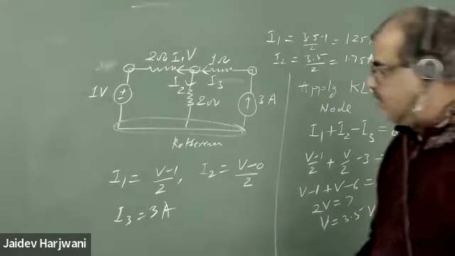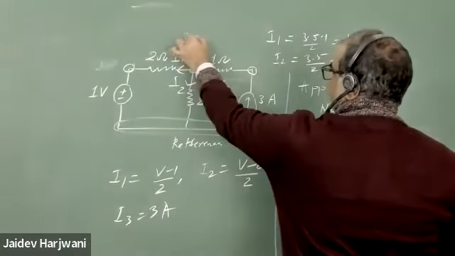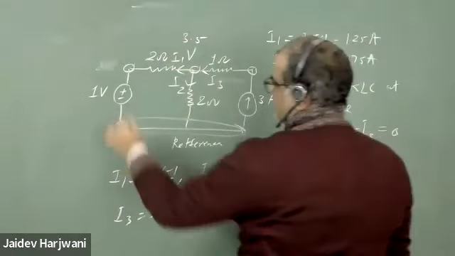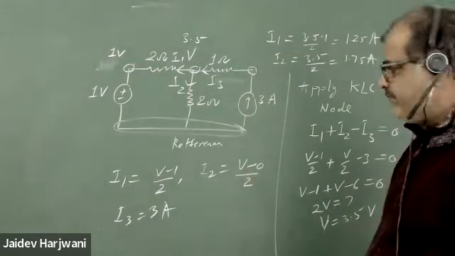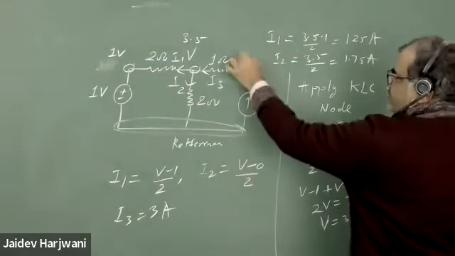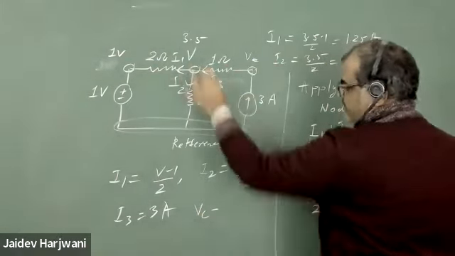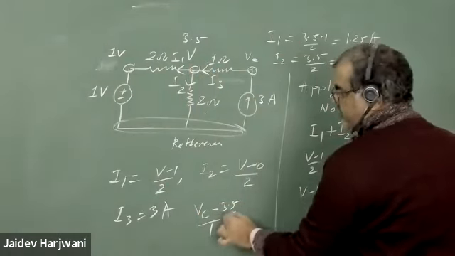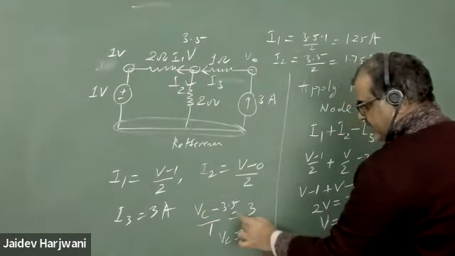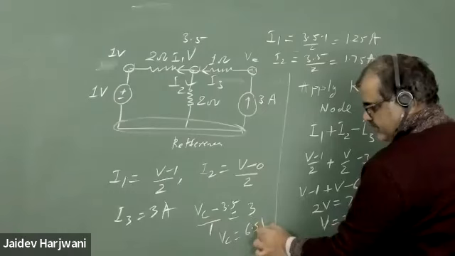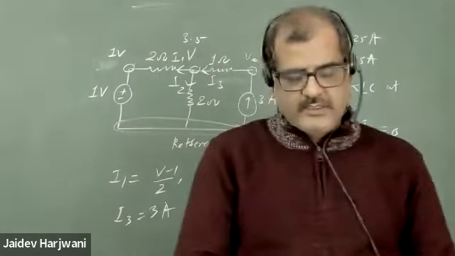Now I know this potential V is 3.5, and this is 1 volt. Can you tell me the voltage of this one? It is 6.5. Say this is VC. Then (VC minus V), with V equal to 3.5, divided by 1 ohm should equal 3 ampere. So VC will be 3.5 plus 3, that is 6.5. This is a very simple technique to solve the circuit.